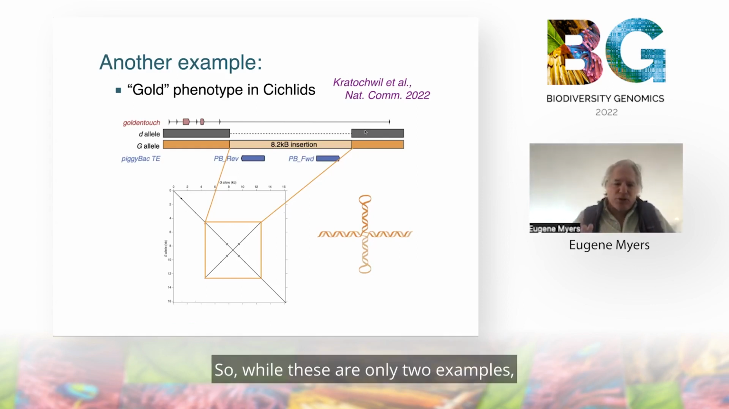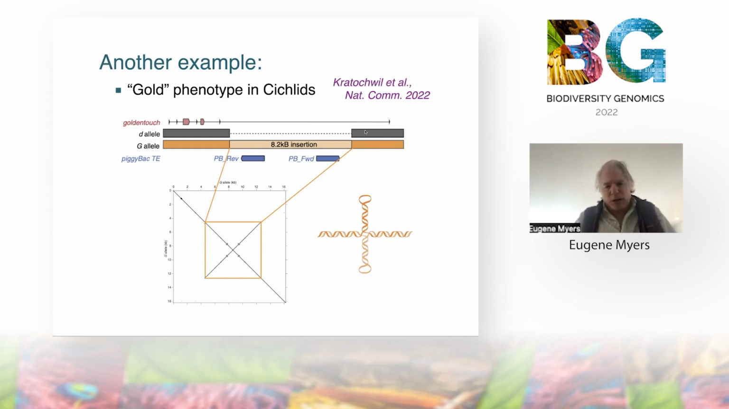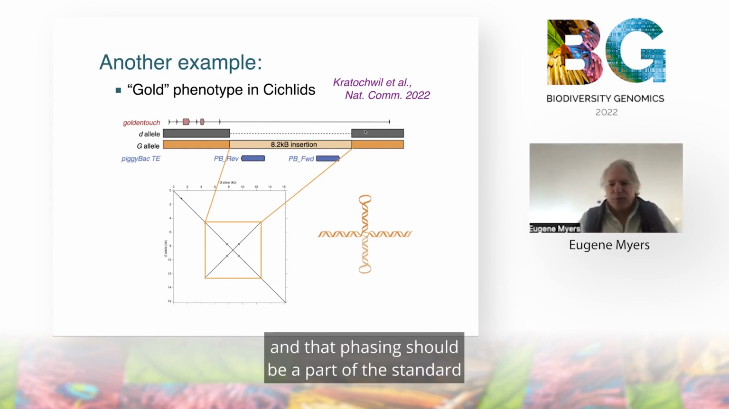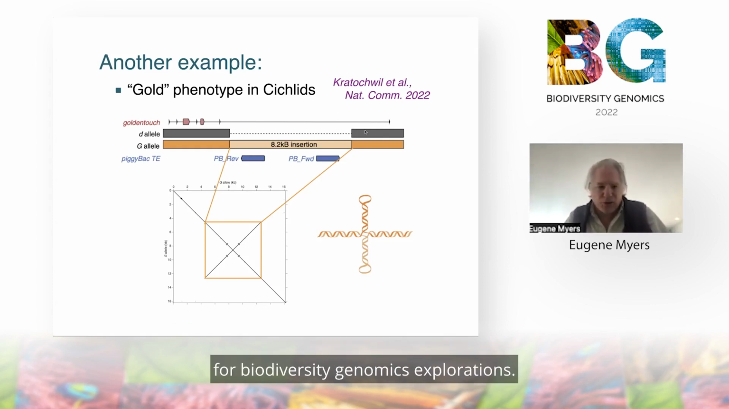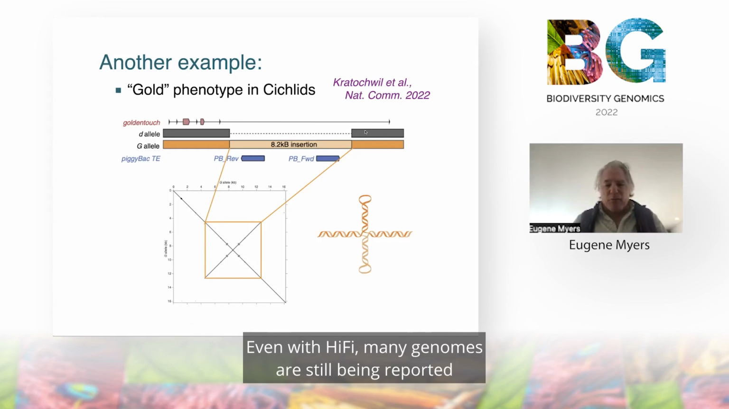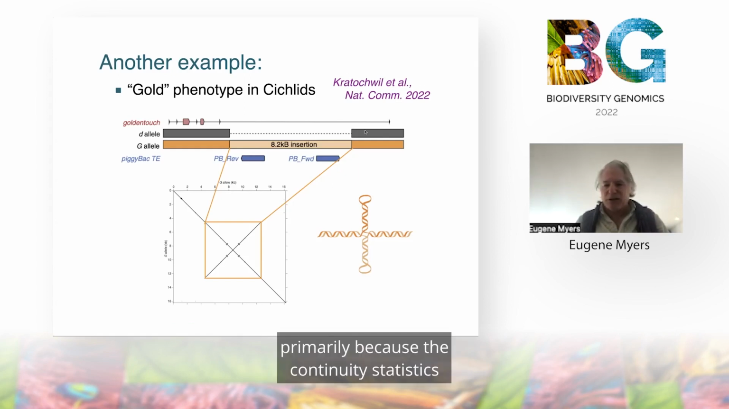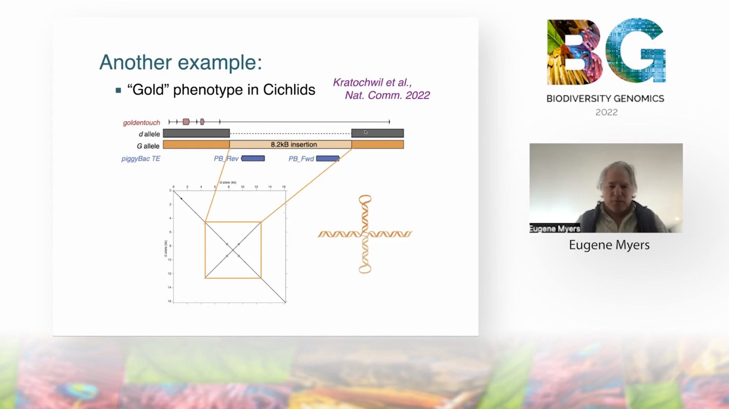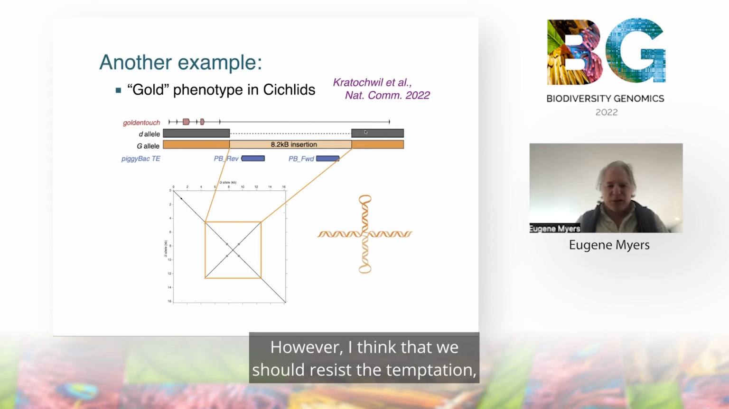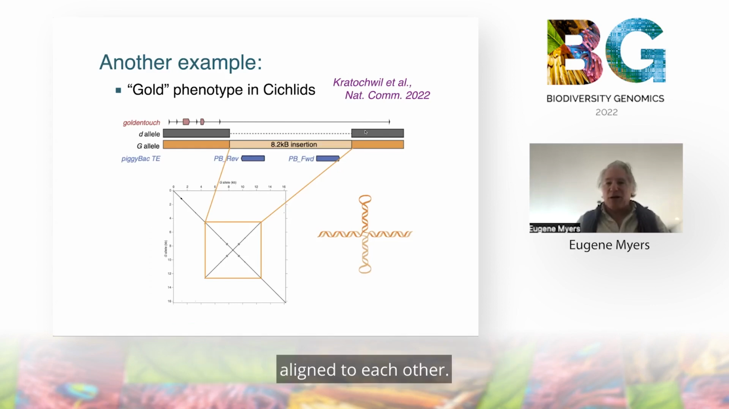So while these are only two examples, I think that these are not necessarily rarities, and that phasing should be a part of the standard for biodiversity genomics explorations. Even with HiFi, many genomes are still being reported as a consensus sequence, primarily because the continuity statistics look a bit better. However, I think that we should resist the temptation and start reporting the phased haplotypes aligned to each other.